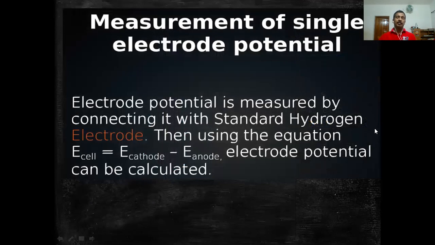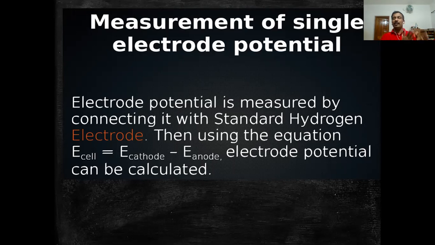Determination of electrode potential: the standard hydrogen electrode can be used for the determination of electrode potential. You know, it is not possible to construct a single electrode. Zinc electrode alone, not possible. Why? Zinc donates electrons, and there should be something to accept that electron. Oxidation and reduction take place simultaneously. Oxidation alone, impossible. Reduction alone, impossible. So a single electrode also is impossible.